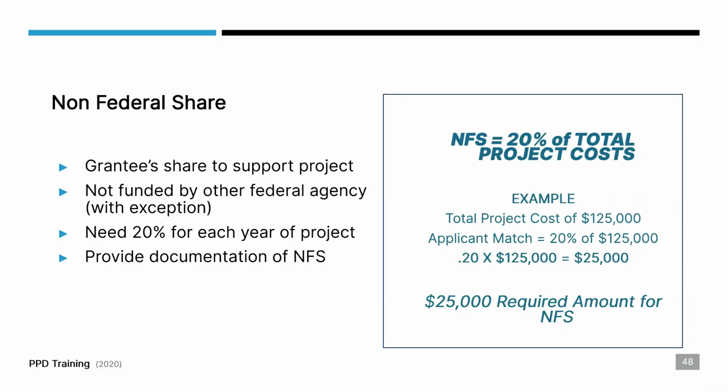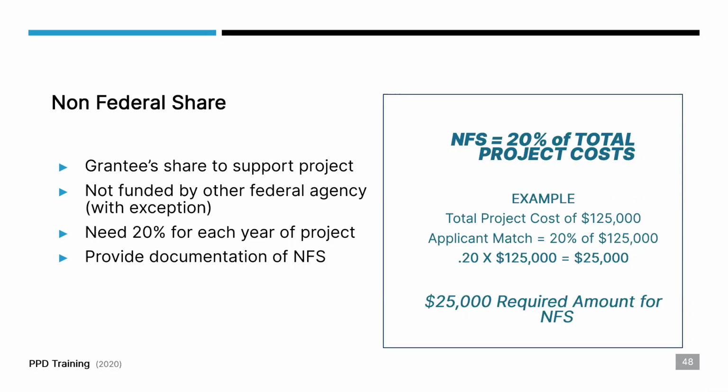So you need 20%, and that is 20% of the total project cost. And you need that 20% for each year of your project. It is not something that you can average across your 3-year projects. Like, you can't have 10% in 1 year, 30% in year 2, and then 20% in the last year. It has to be a minimum of 20% for each year of your project.